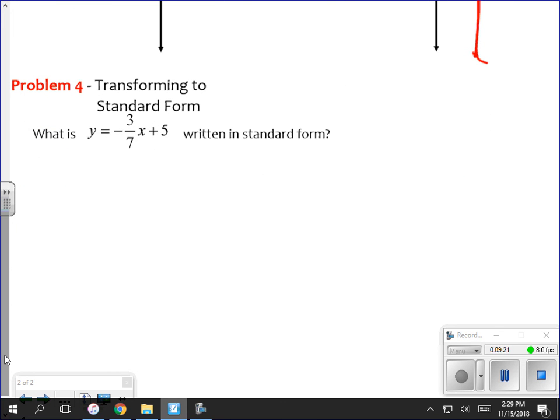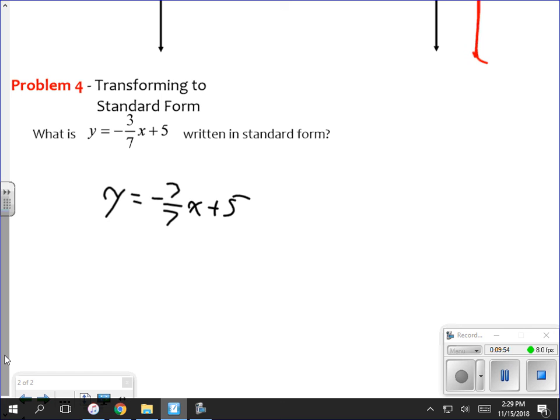Okay, this is probably the trickiest one to do here. It's not that hard. So I'm going to rewrite the problem to give myself a little room to work. Y equals negative 3/7 x plus 5. Just make that a little nicer. Okay. I want to put it in standard form. My rules of standard form are x, y equals number, positive x, no fractions.